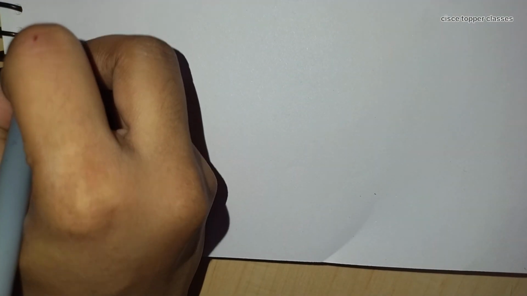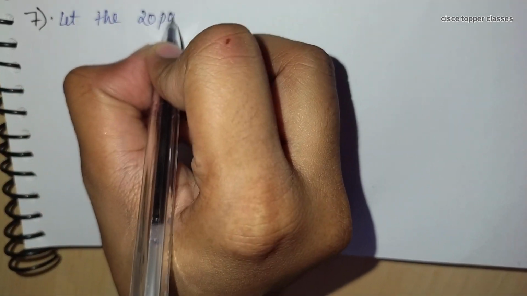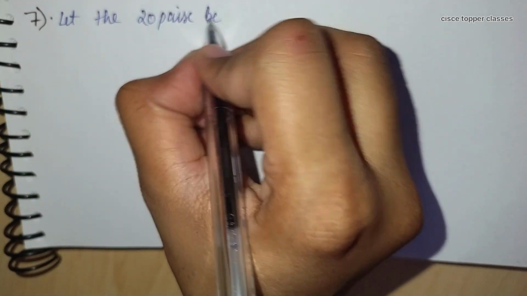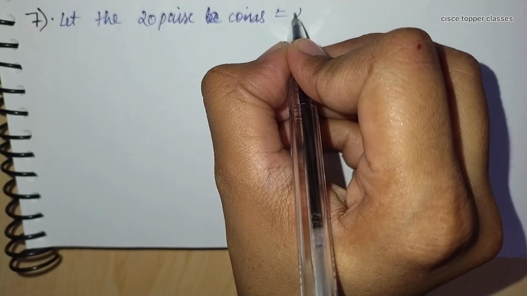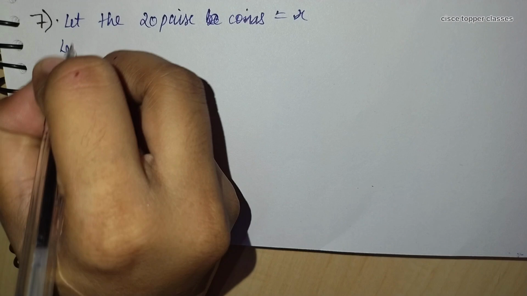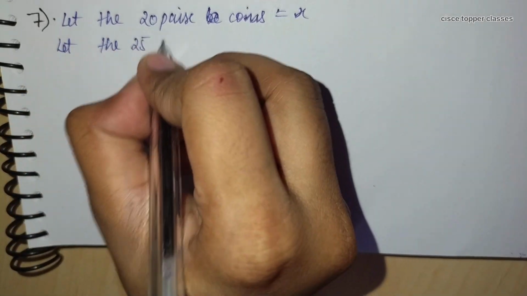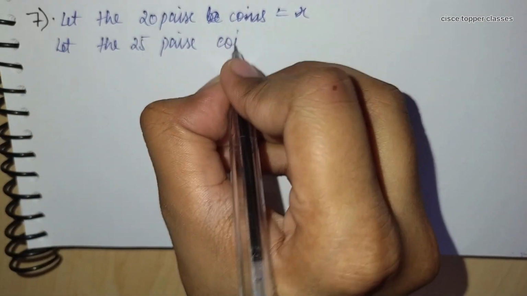Here we are going to solve question number 7. Question number 7 says that there are 38 coins in a collection of 20 paise coins and 25 paise coins. If the total value of the collection is 8.50, then how many of each are there? Let the 20 paise coins be x, and let the 25 paise coins be y.